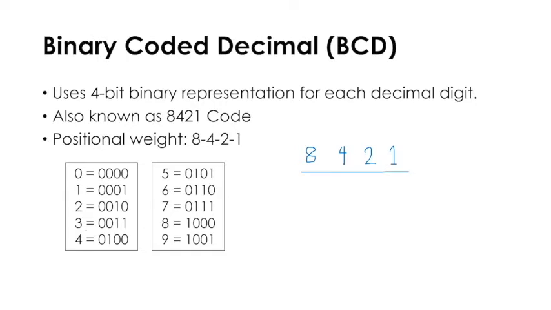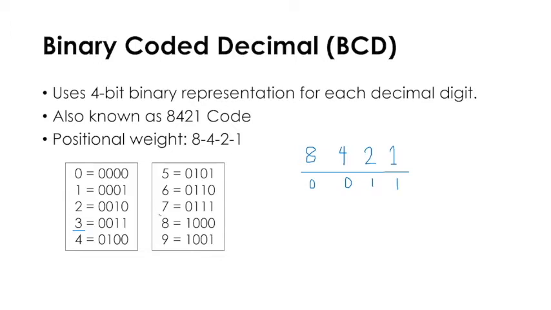So let's try with number 3. We have 0, 0, 1, 1. To get that, all we have to do is add 8, 4, 2, or 1, and the sum should be equivalent to the digit. In this case, we have 2 plus 1 is equal to 3. That's why we got 0, 0, 1, 1.